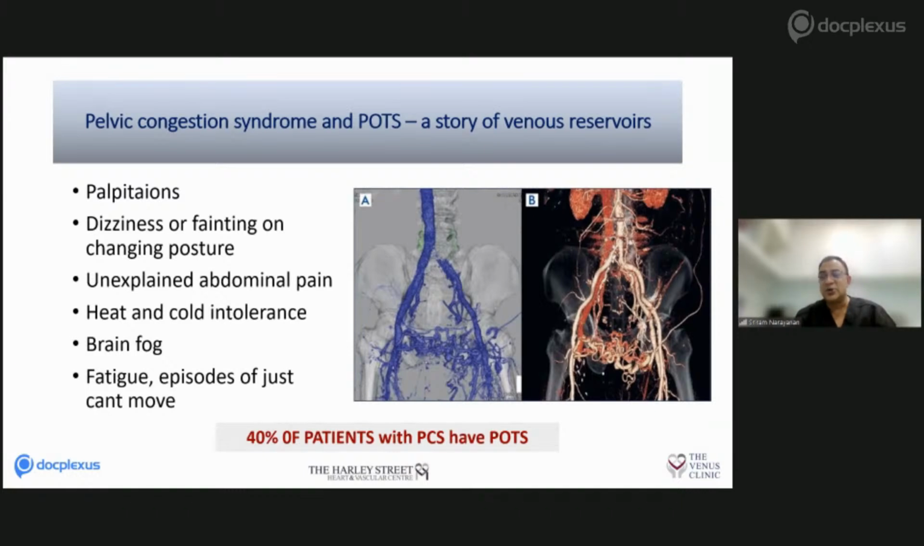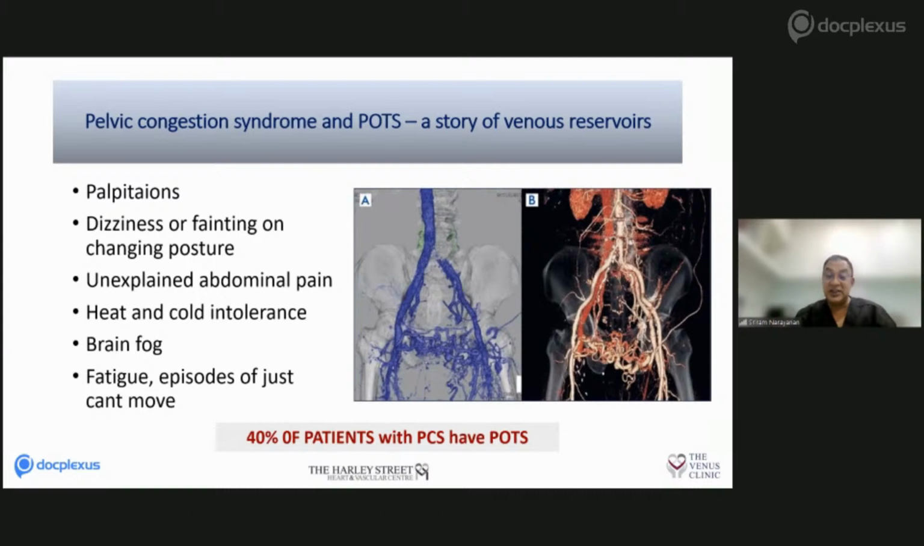So this is the sort of patient who would have a large pelvic reservoir. They need to move this around, and they will get the symptoms of palpitations, dizziness, fainting on postural change. There can be unexplained abdominal symptoms because of the hypoxic blood in the pelvis and around the bowel. They have heat and cold intolerance, which is a part of their dysautonomia or their autonomic dysregulation. They have brain fog because they're suddenly hypoxic, they're suddenly almost hypovolemic.